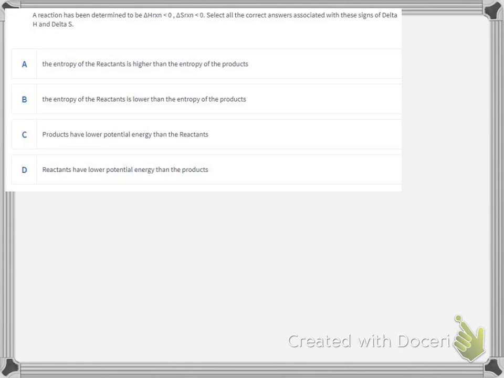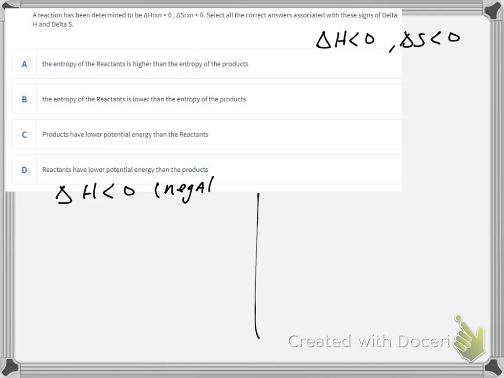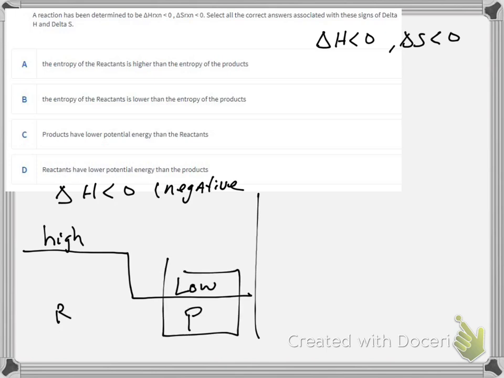All right, so what we're going to do is break down the change. Delta H less than 0, delta S less than 0. Okay, so what's that mean? So delta H less than 0, it's a negative value, and that means we must be starting high and ending low. That's how we get a negative change. So that means the products have the lowest quantity. So whatever the change, if the change is negative, products will always have the lowest quantity.